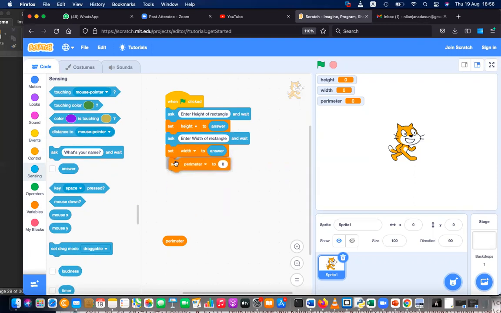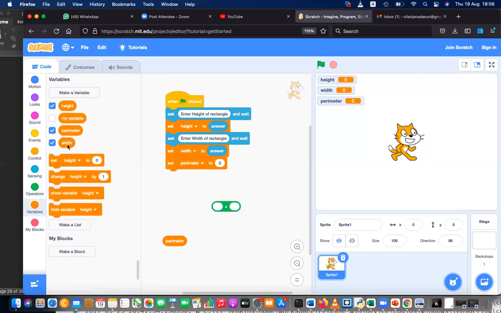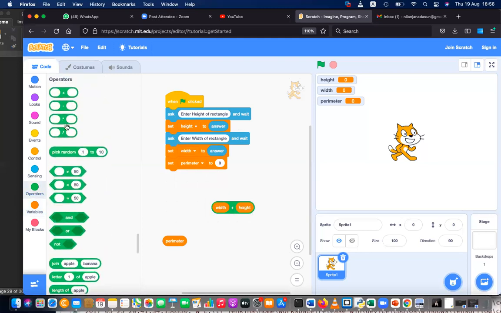Then set perimeter. Perimeter is equal to, you need to add width and height first. From the variable, you need to add width to height. And then you have to multiply everything here, multiplication. So after that, you have to multiply this width and height by 2. That is the perimeter. Width and height multiplied by 2 will give you the perimeter.